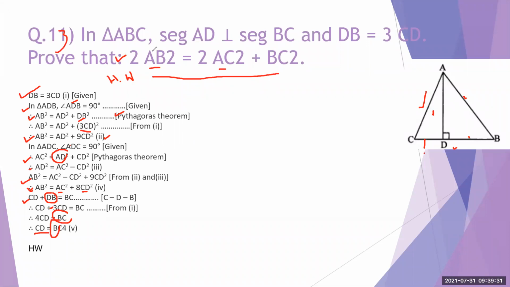क्या किया है यहाँ पे? सिर्फ सबसे पहले we required AB. So using the Pythagoras theorem, we have found out AB square. Next, using the Pythagoras theorem, we have found out AC square using the other triangle. After getting AC square, we found out the value of AD. We have resubstituted the value of AD in the equation of AB square. Again, BD is actually 3 times CD. So using that, we get the value of BC. BC तक आप आ गए.